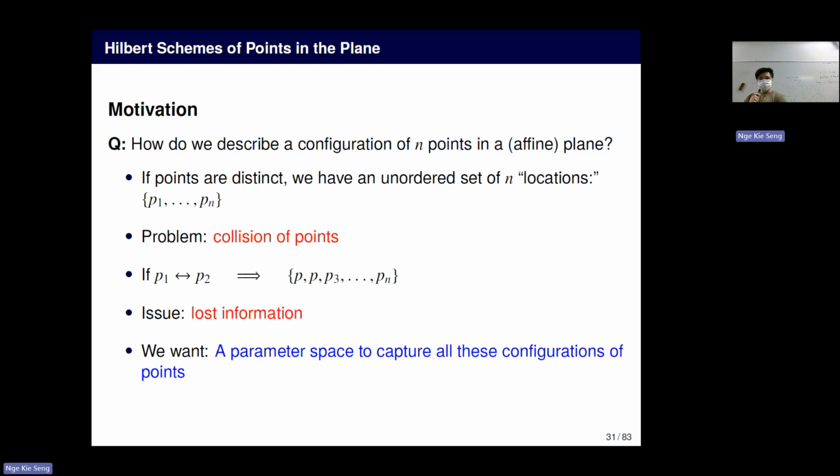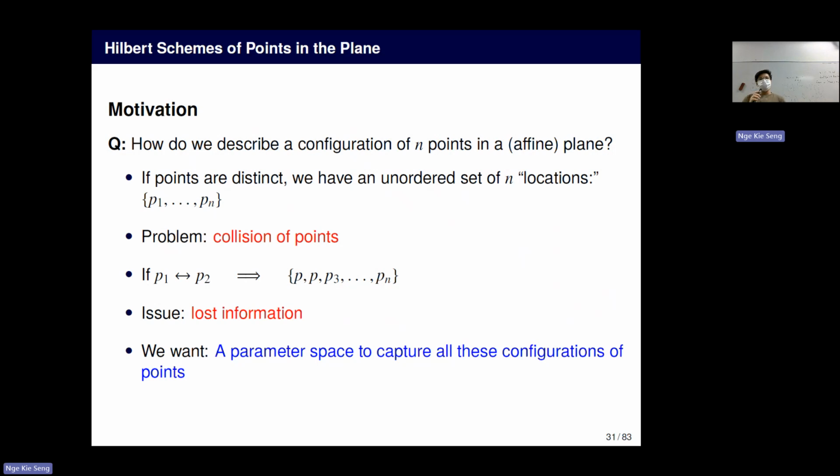We begin by considering a motivating question. That is, how do we understand or describe a collection of n points? In particular, the space of all configurations of n points in the plane, or more precisely, in the affine plane. If the points are all distinct, then we have an unordered set of n locations where we could place our n points. But the problem arises when we have collisions of points. Suppose we have 2 points, P1 and P2, moving closer and closer until they merge into a single point P, so that our set becomes as shown.